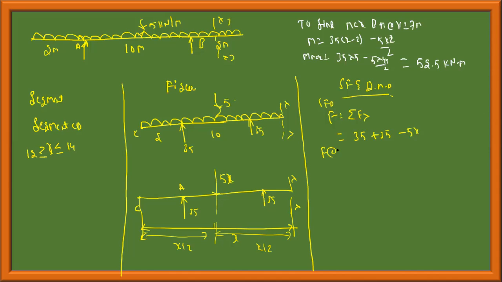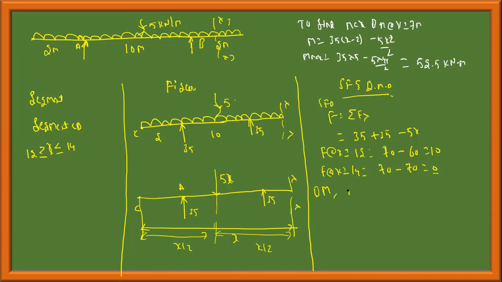F at x is equal to 12 is 70 minus 60, which is 10, right? 70 minus 60 is equal to 10. F at x is equal to 14 is 70 minus 5 into 14, which is 70 minus 70, equal to 0. Always, when you get to the last point, you should get shear force equal to 0, and bending moment also should turn up to 0.